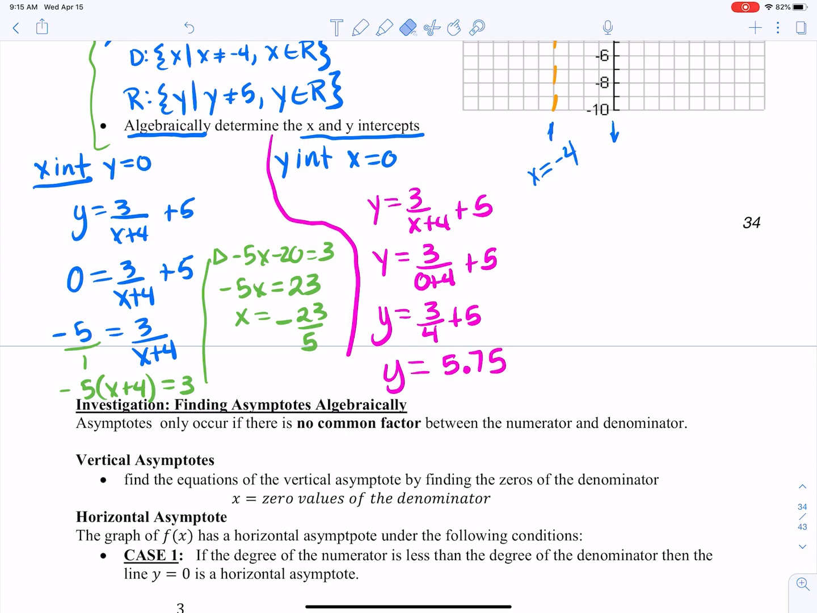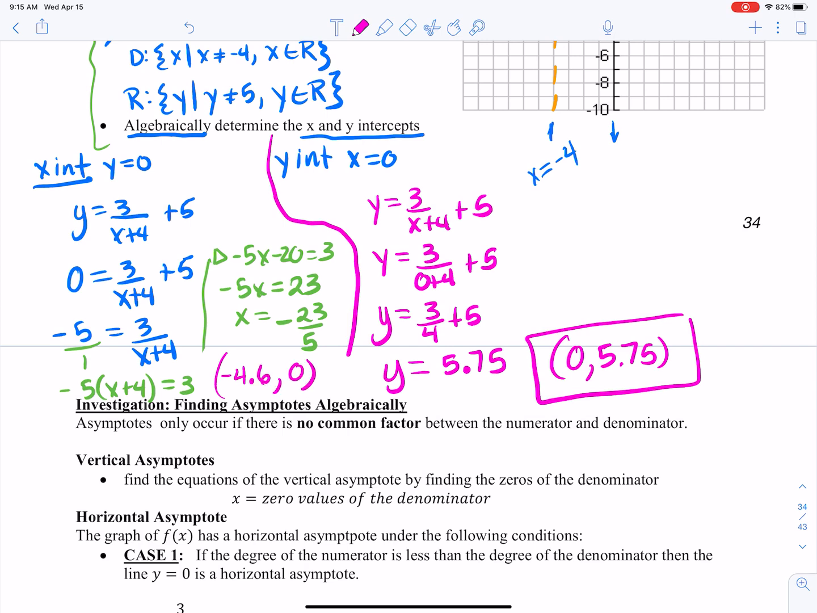So when we're listing our intercepts, we should do so nicely as an ordered pair. And over here I'll list my x-intercepts, so that would be -4.6, I believe. Excellent.